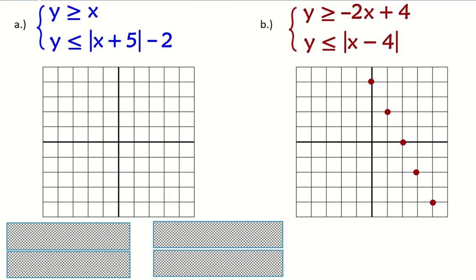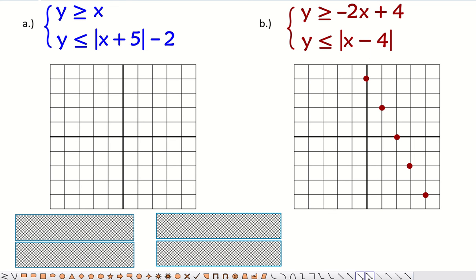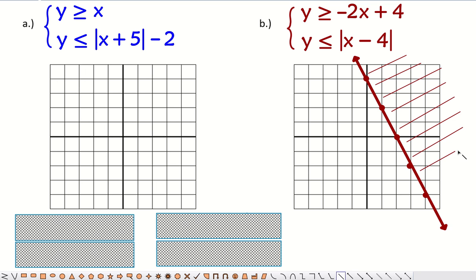And is it going to be solid or dashed, peoples? It's got an or equal to line, so it's going to be solid. And I kind of like the crosshatch thing. It's greater than, so we're going to shade above, so some very light shading. Alright. And now the other one is a V, right? And how do I graph that V?